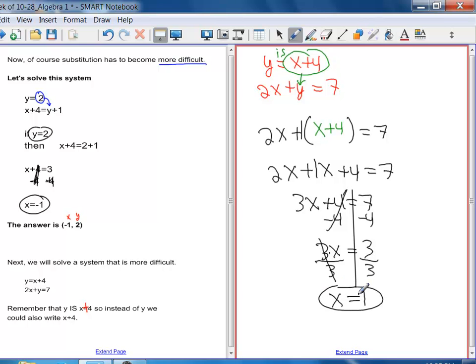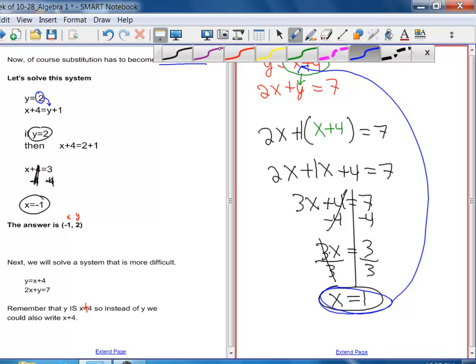Okay, this is good. However, that's not our final answer because we have x equals 1, but we don't know what y is. So where could we take this information, where could we use it? Well, we could go back up here and say, instead of x here, why don't we write 1? So let's rewrite that equation.